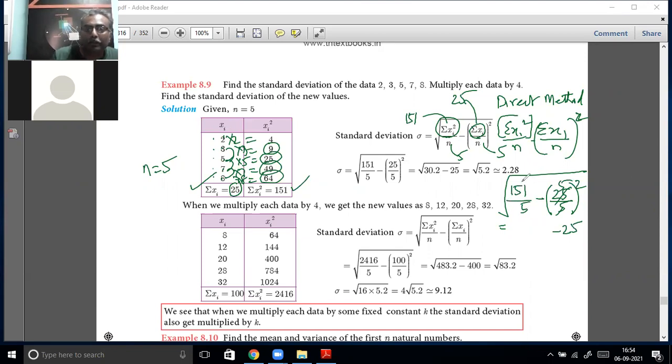So 5 will go in 15 3 times. In 1 it won't go. Then 1 is carried over, 10 goes 2 times. So 30.2. 30.2 minus 25.0. How much is that?